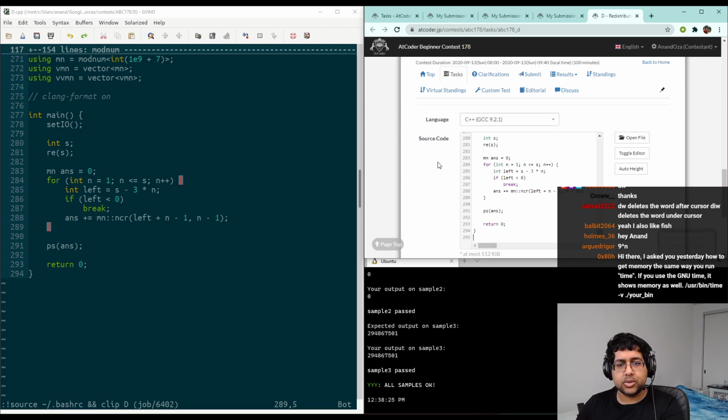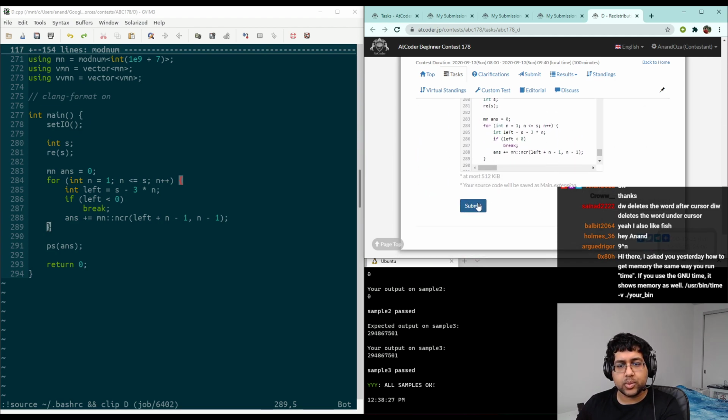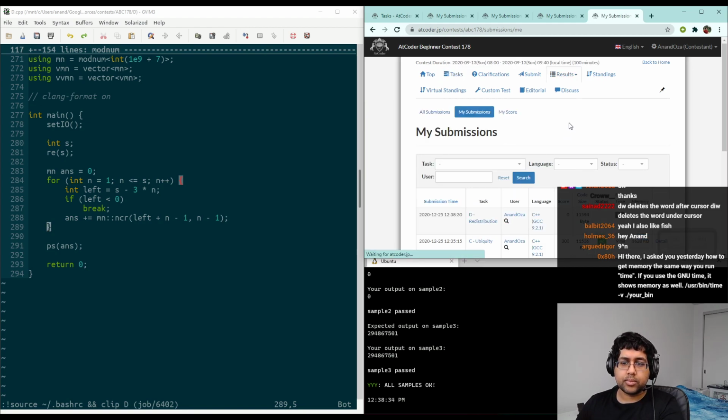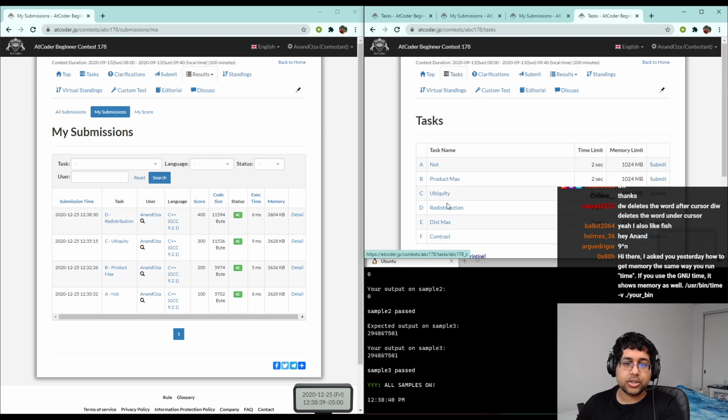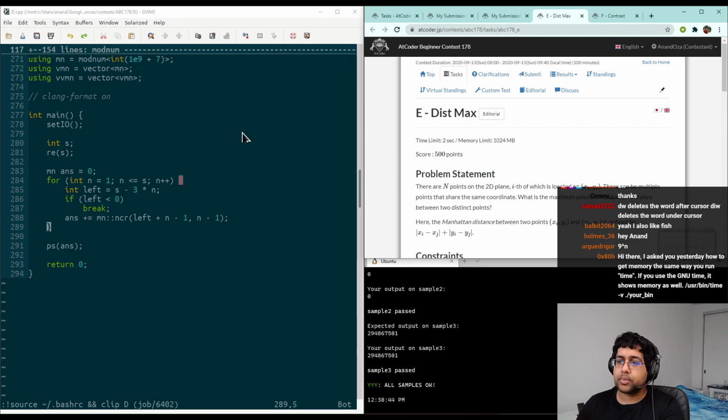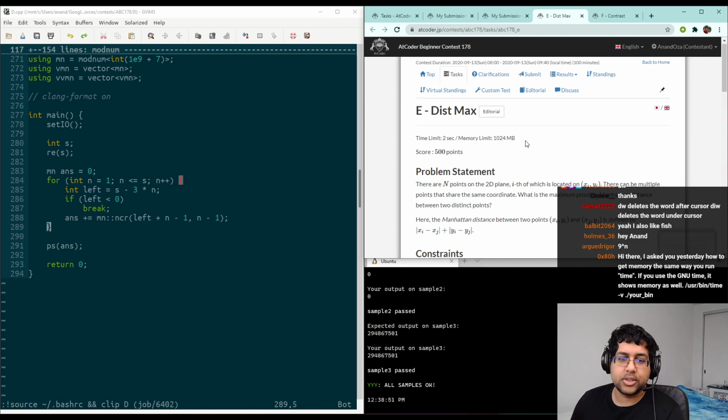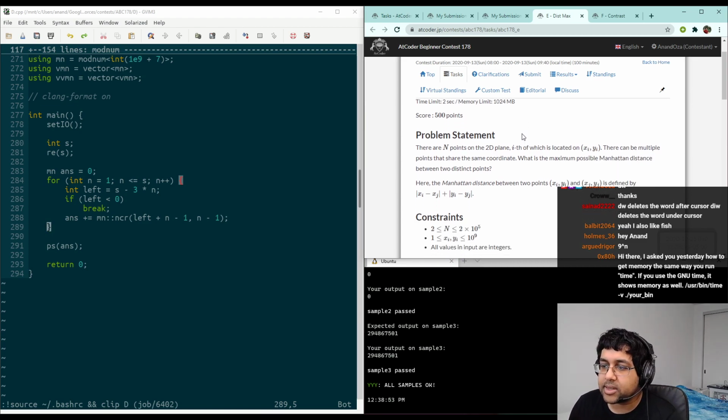Yeah, so what we did here is we did casework on how many elements we have, and then this is like, how do you count partitions? All right, that one's taking a while to judge. Okay, nice. Oh, cool. So you can count memory using the time command as well. That's awesome to know. Thanks.